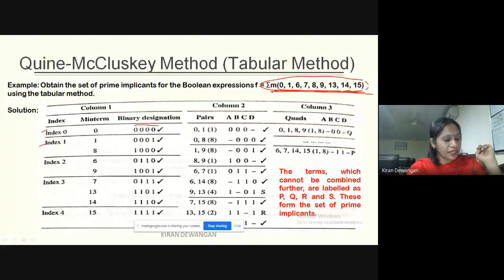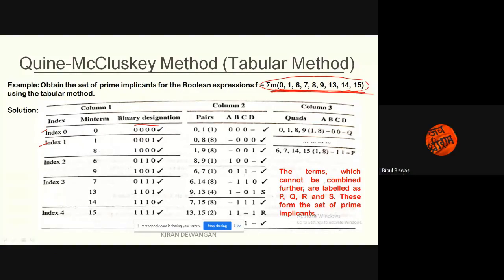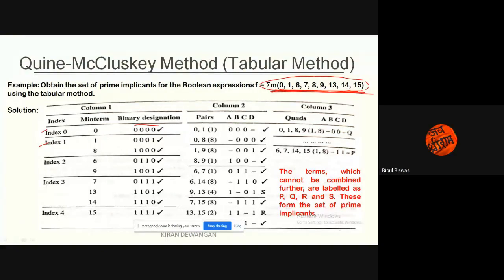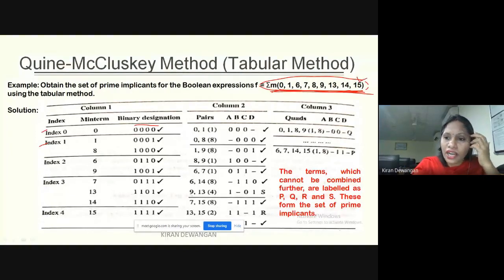Why are we writing it in 4-bit? Anyone? 4 variables. It's a 4-variable function. And how did we get to know that? The min terms present in it are less than or equal to 15. Yes. So here we have the min terms till 15.